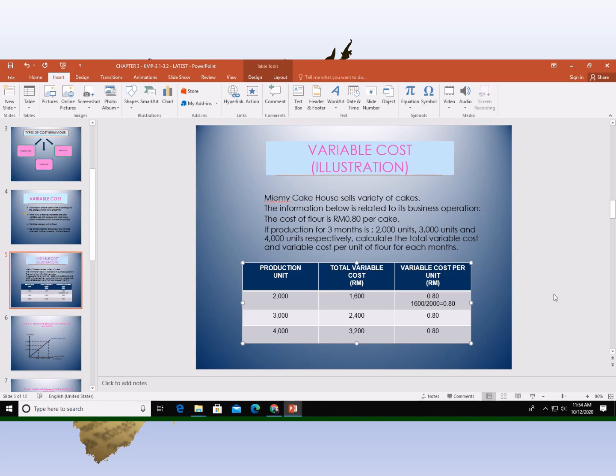The second level of production units is 3,000 units. Total variable cost increased to 2,400 ringgit, but the variable cost per unit is constant, 80 cents. The third level of production units, 4,000 units. Total variable cost increased to 3,200 ringgit. Variable cost per unit is still 80 cents.